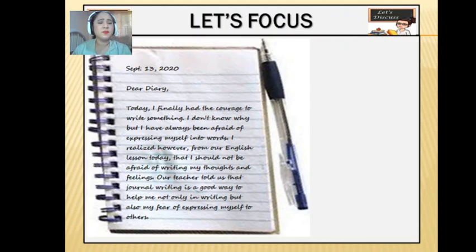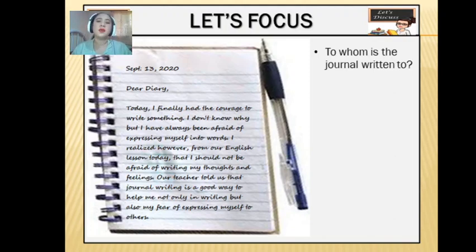Dear Diary, today, I finally had the courage to write something. I don't know why, but I have always been afraid of expressing myself into words. I realized, however, from our English lesson today, that I should not be afraid of writing my thoughts and feelings. Our teacher told us that journal writing is a good way to help me not only in writing, but also my fear of expressing myself to others.